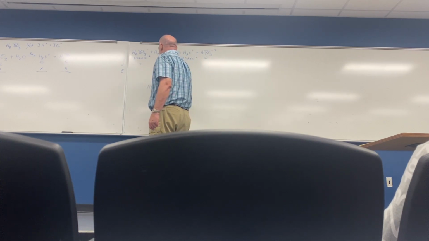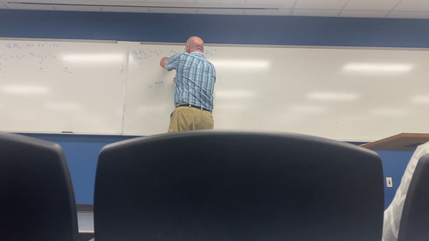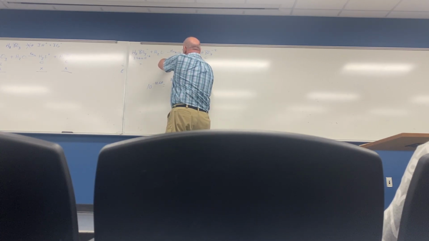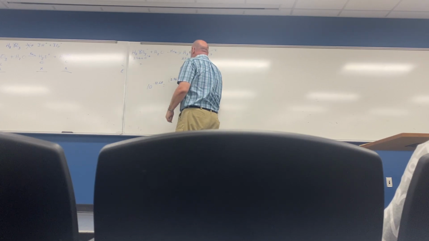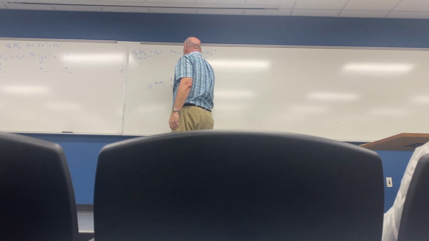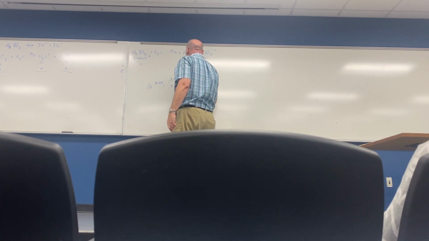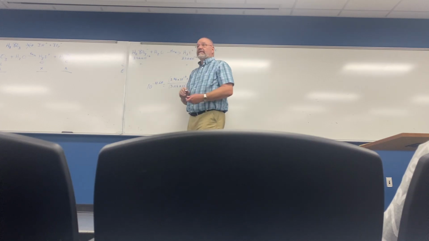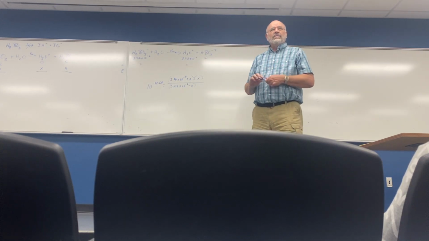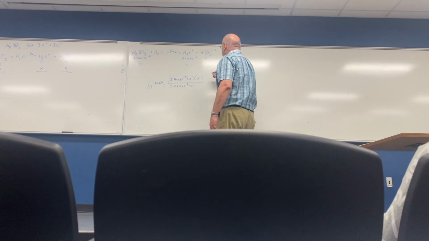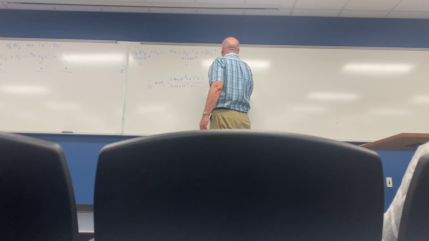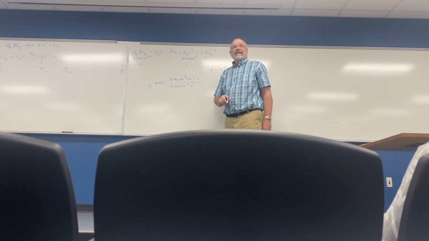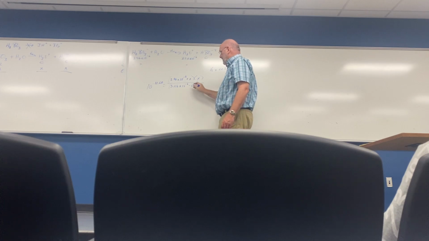So 10 to the minus 12.60 equals (3.06 times 10 to the minus 6 plus x) times x over (3.06 times 10 to the minus 6 minus x). Okay? And what's our assumption we're going to make? If x is really small relative to 3.06 times 10 to the minus 6, then what can I do? I can drop this x, right?